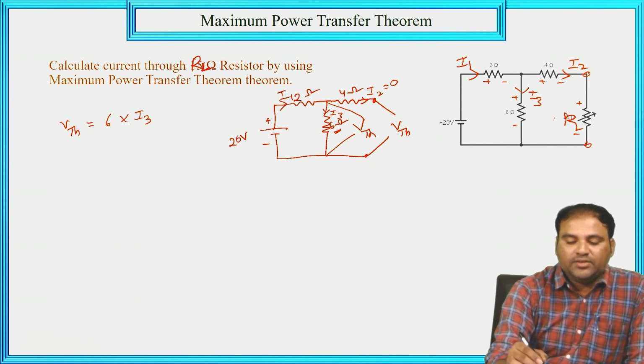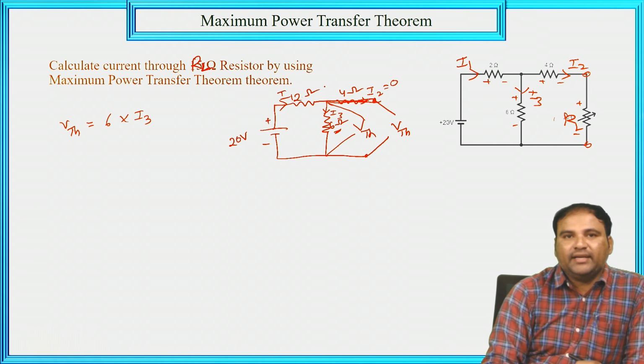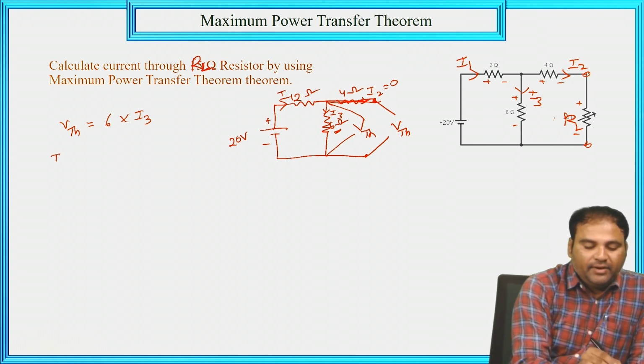Here there is no 4 ohm resistor, so 4 ohm is 0. There is no 4 ohm here. Now 2 ohm and 6 ohm, these two are connected in series. So here I1 equal to I3.